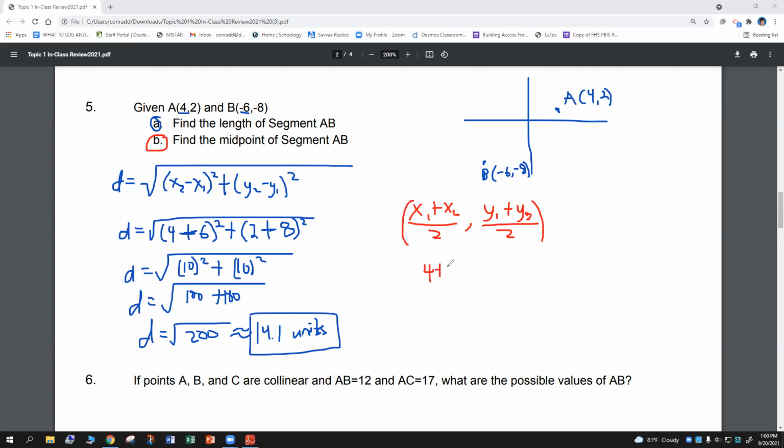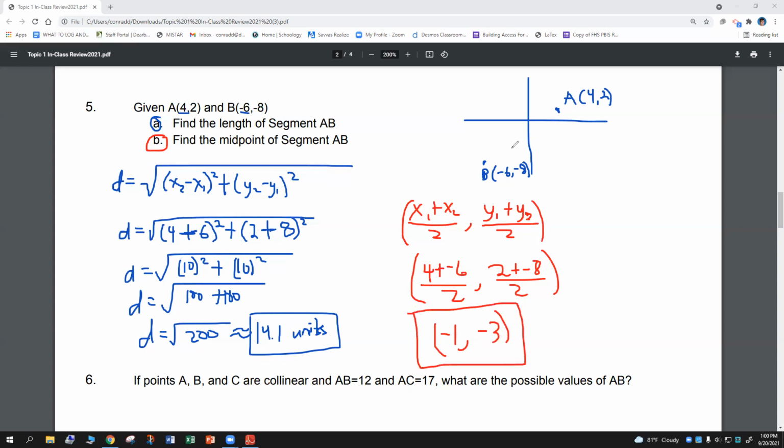So 4 plus -6. Right, that's the same as 4 minus 6. And then 2 plus -8 all over 2. Right, so 4 minus 6, that's -2 divided by 2 is going to give us -1. 2 plus a -8 is -6 divided by 2 is going to give us -3. And that's going to be our midpoint. And that looks like -1, -3, right, would be about right here. That looks like it's about halfway between points A and B. So that's number 5.